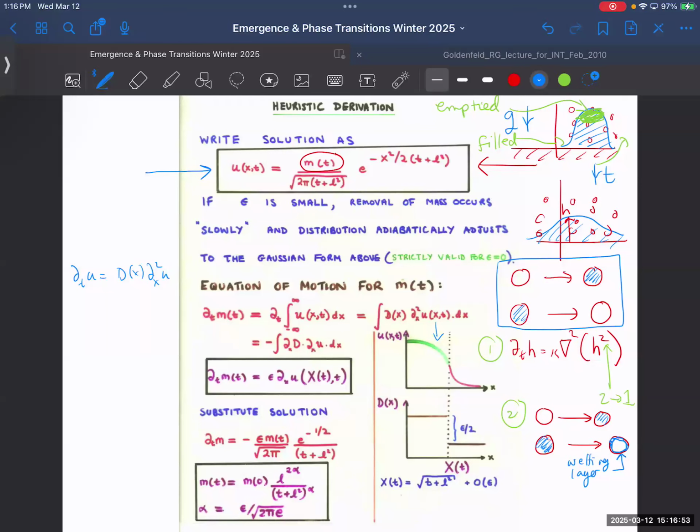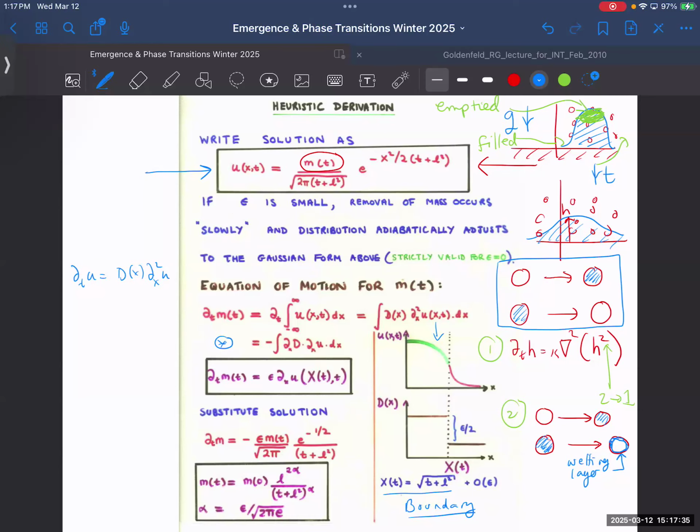And where is this boundary? Well, this boundary is diffusing out, and so the position of the boundary is determined, at least to order epsilon, by this equation here. So if that's the equation of motion, then I can do this integral by parts. Because D as a function of space is a step function, when I take its derivative, I get a delta function. And so what I end up with is dM by dt is epsilon du by dx evaluated at this moving boundary.